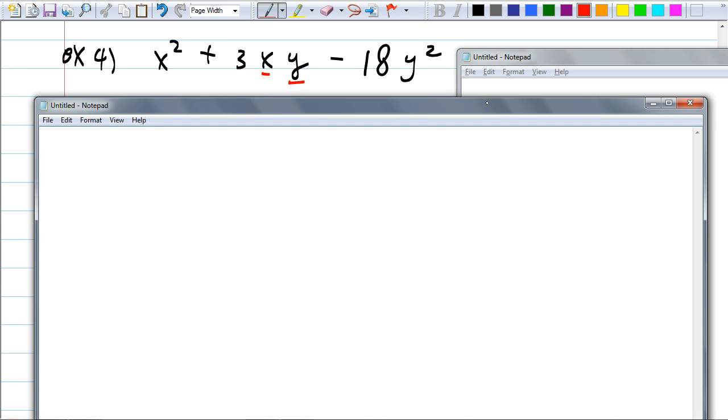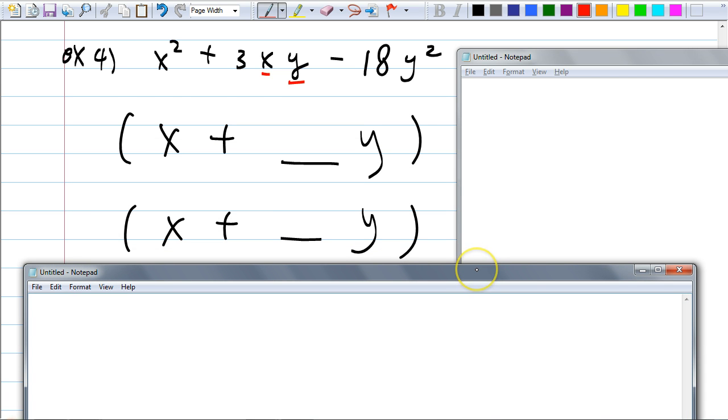So how many people started off with this format? Raise your hand. Do you think it's a good idea? Yeah, you need to have the x and x right here, and you need to have the y's, right? Otherwise, you're not going to get y squared. You see what I mean?